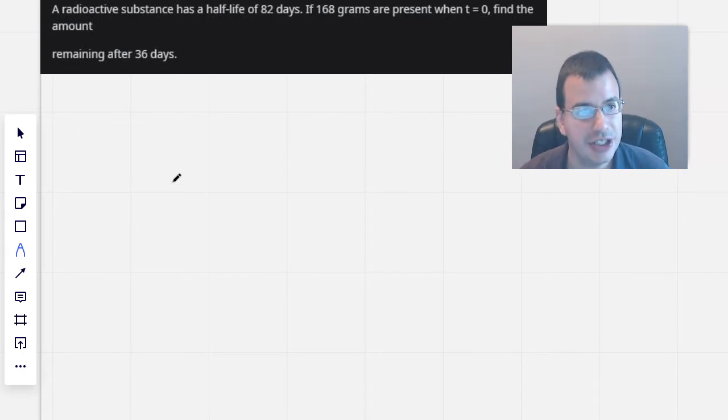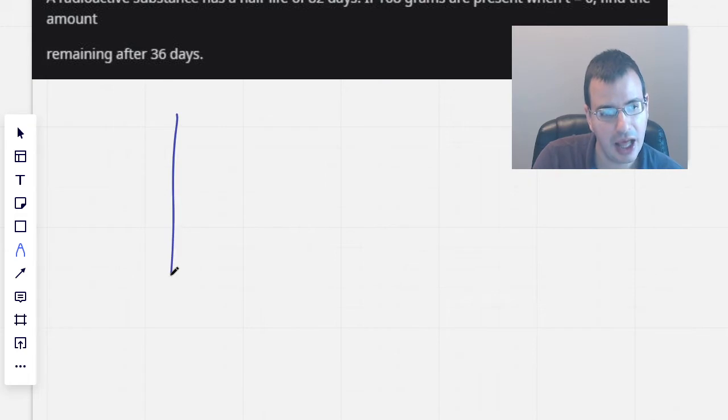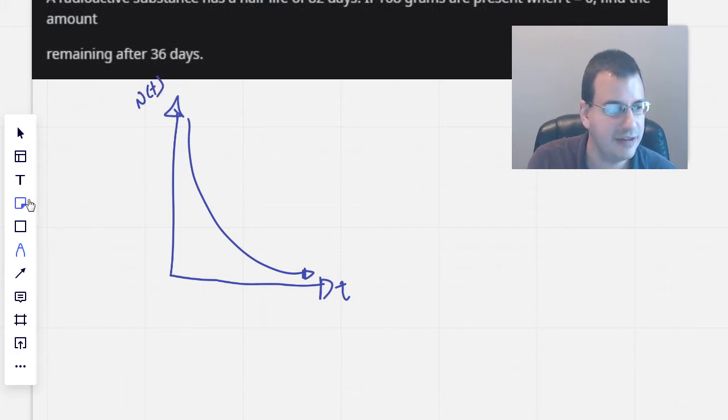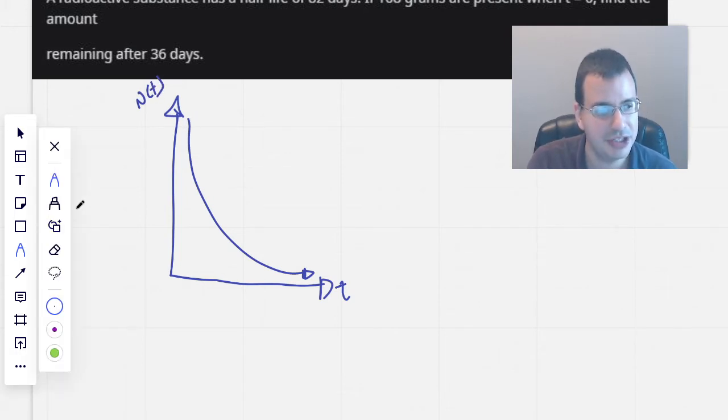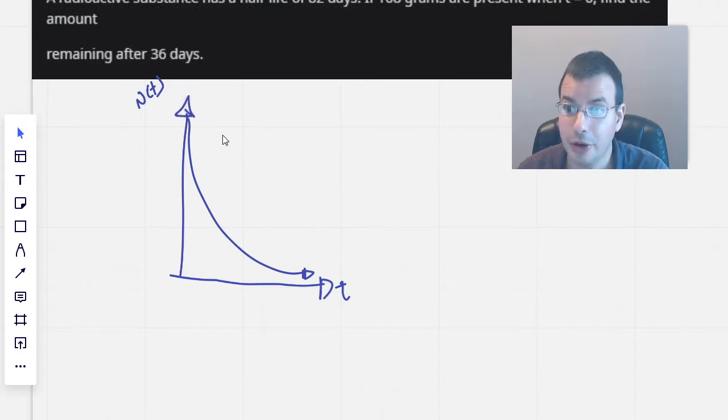Okay, so this is a radioactive decay problem, and I like to use intuition for these as much as possible and minimize memorizing formulas. This will be time. This will be the amount at any given time t. This is actually supposed to intersect at 0. Maybe I can just move the whole axis over. Oh, that's terrible, but I'm going to go with it.